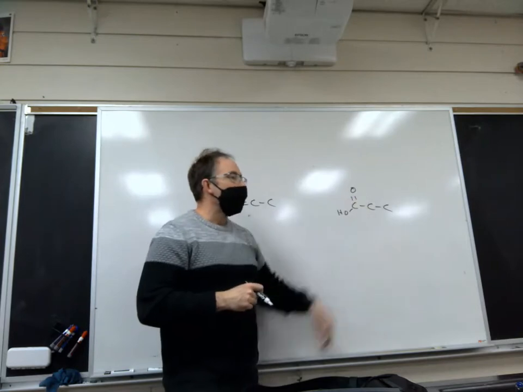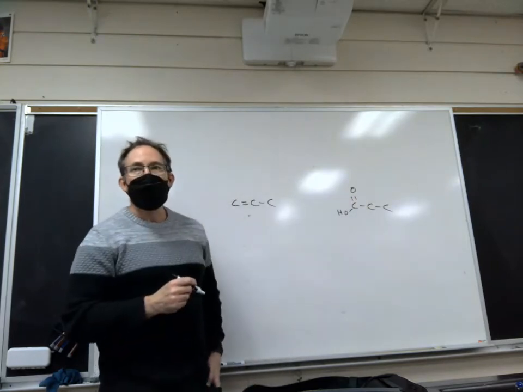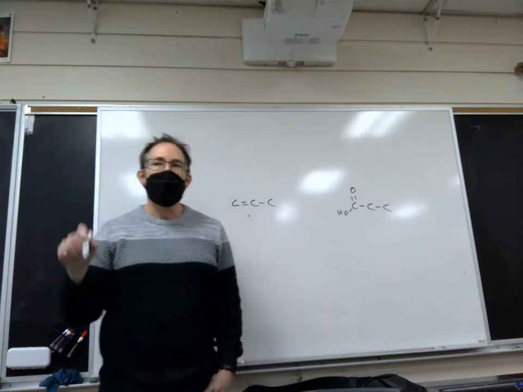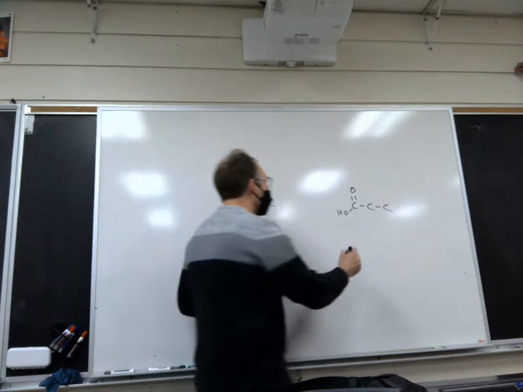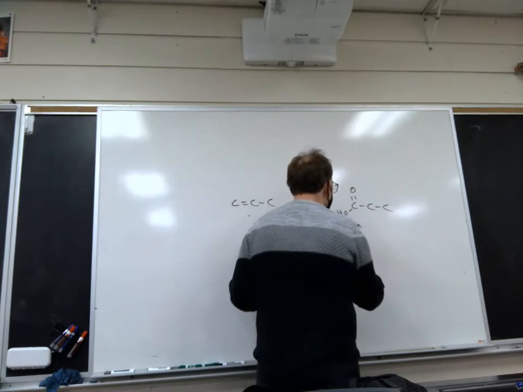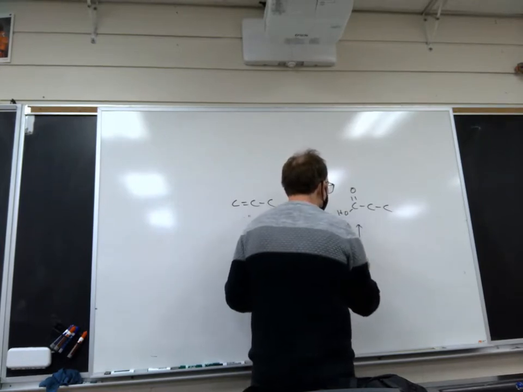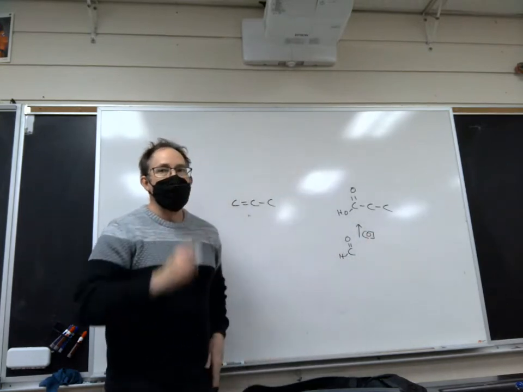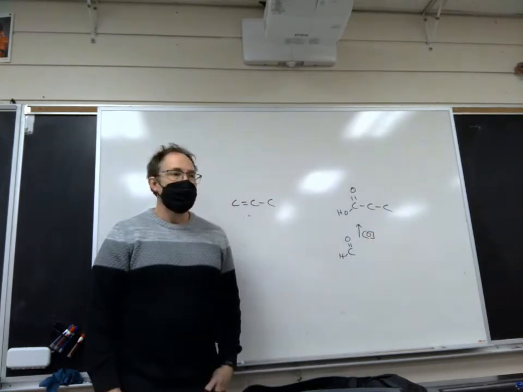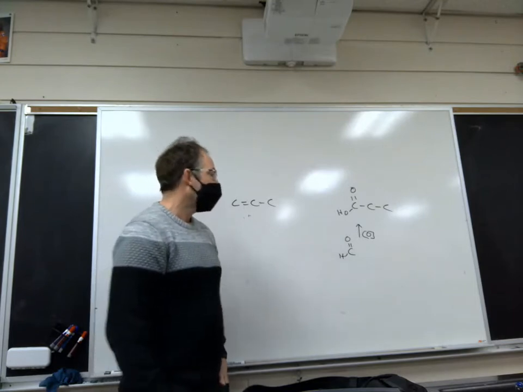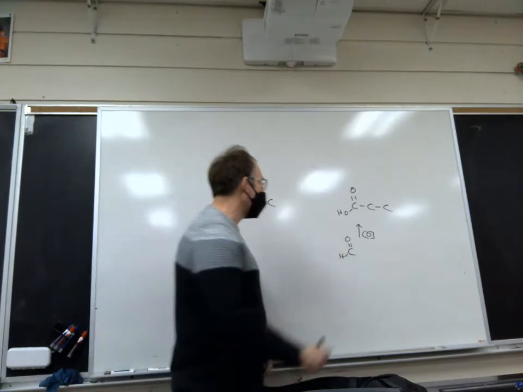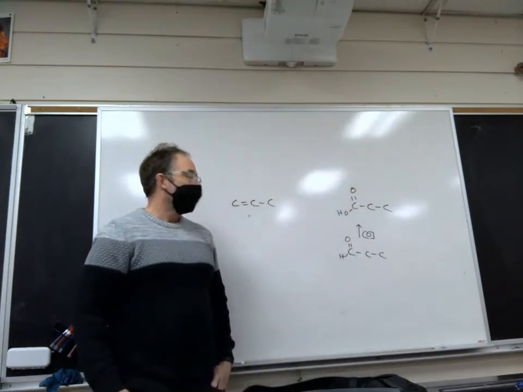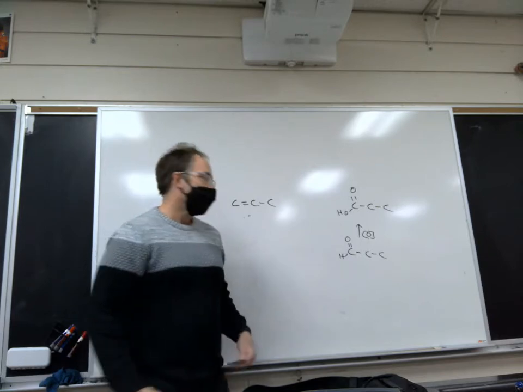How do we make a C double bonded O? Oxidization. You have to memorize aldehyde to carboxylic acid. How do I make an aldehyde? Addition. Nope. You cannot make a C double bonded O except for one way. Oxidizing an alcohol. Yep.